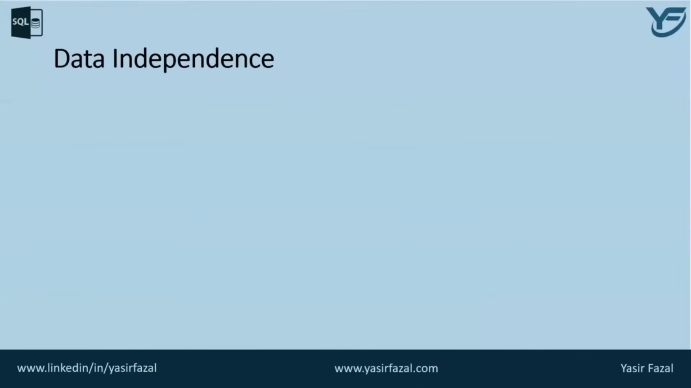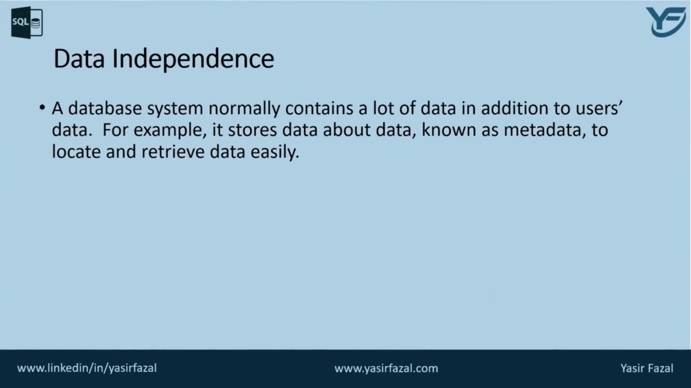In this blog post I'm going to discuss data independence. So let's start. When we talk about data independence, we talk about a database system which normally contains a lot of data in addition to the user's data. For example, it stores data about the data, known as metadata, to locate and retrieve data easily. It's rather difficult to modify or update a set of metadata once it is stored in the database. But as the DBMS expands, it needs to change over time to satisfy the requirements of the users. If the entire data were dependent, it would become a tedious and highly complex job.